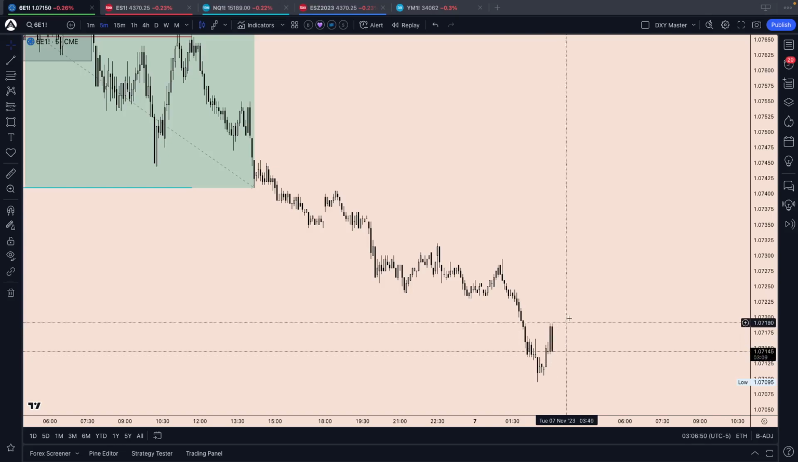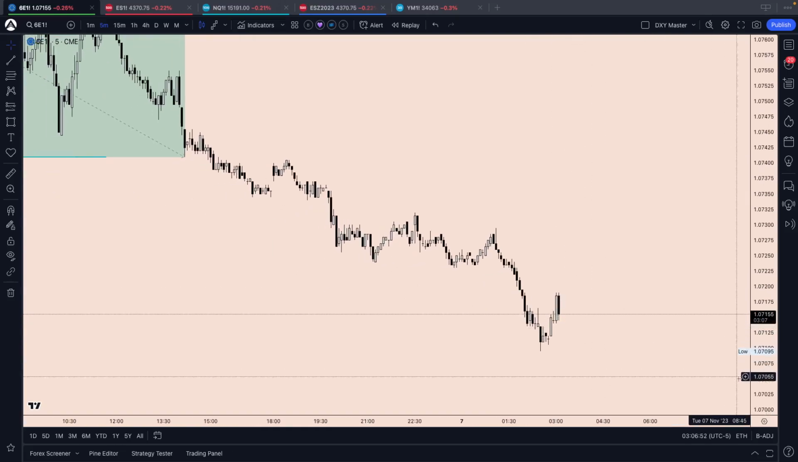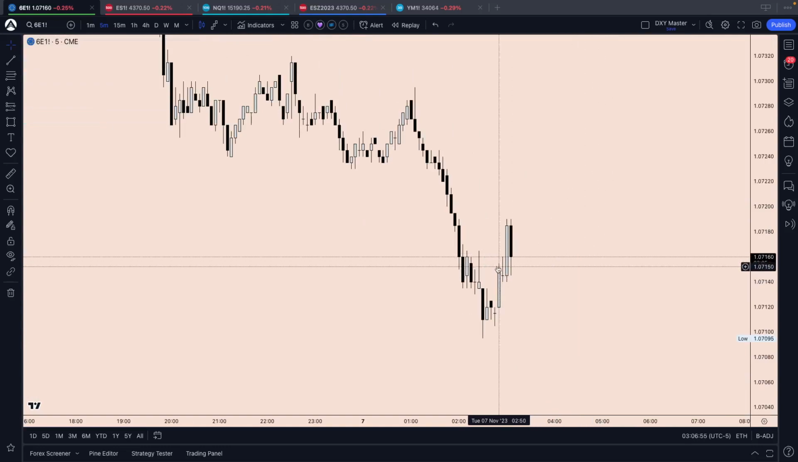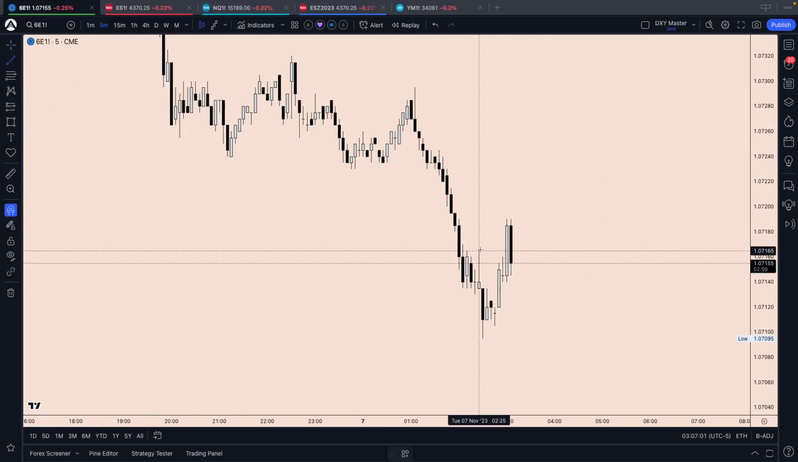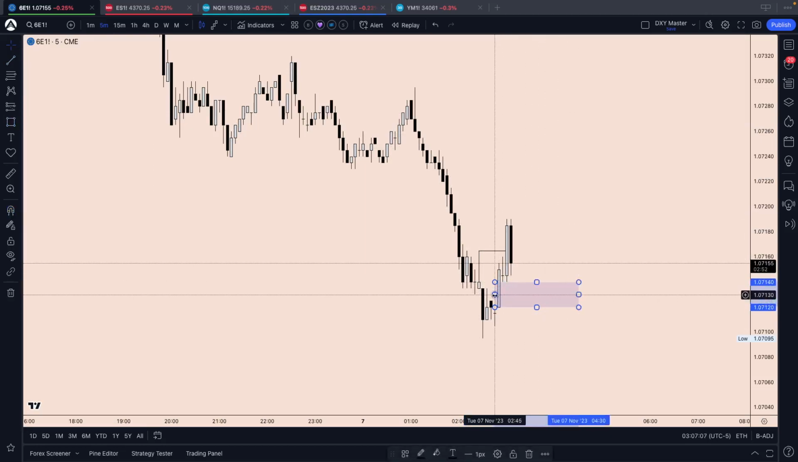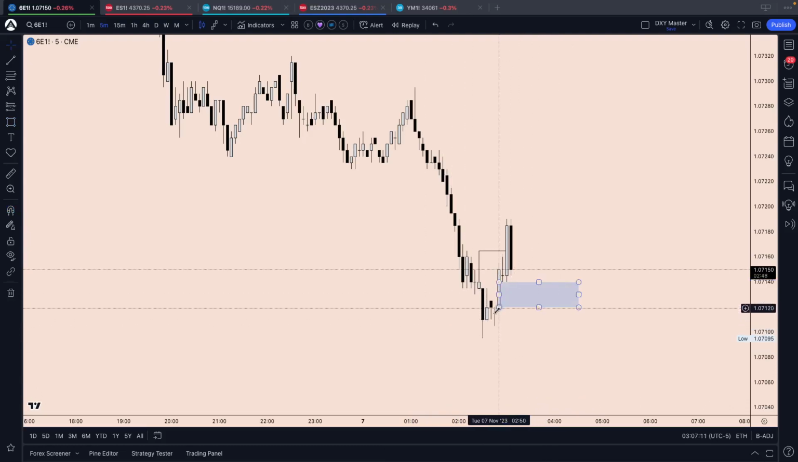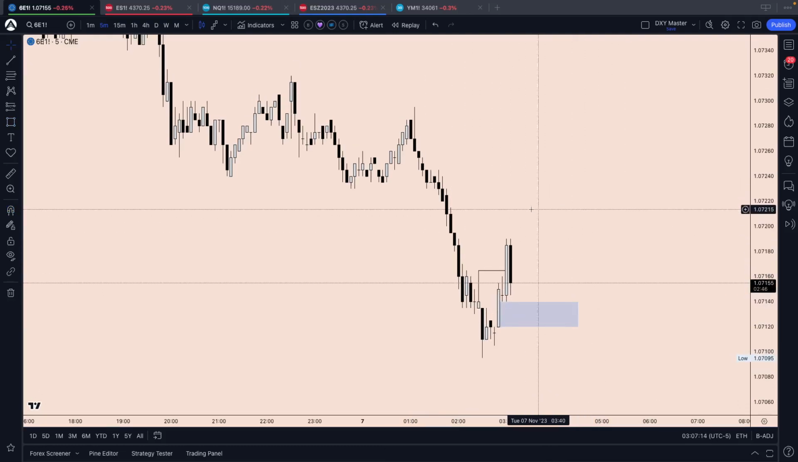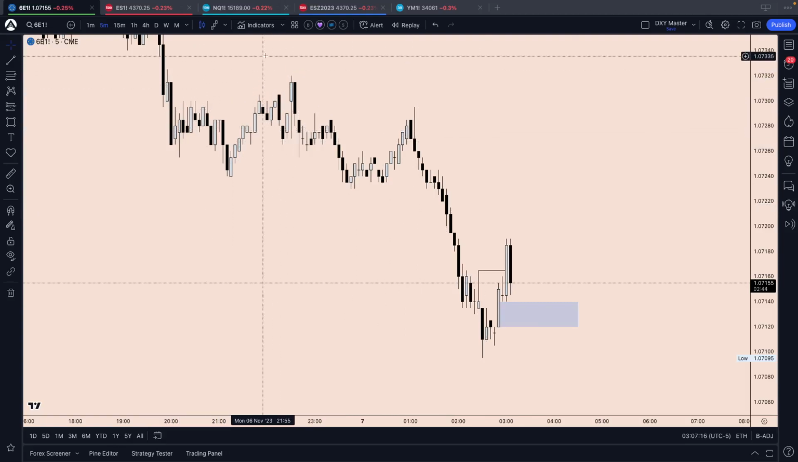Right now, EU is starting to pull back in terms of a market structure shift. Well, kind of. We can keep an eye on it. 5 minute time frame. Boom. We have our bullish value gap right here, to take out some highs.